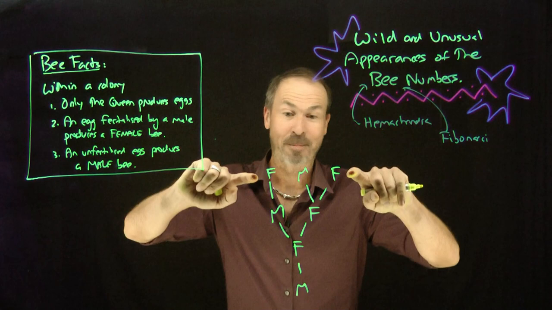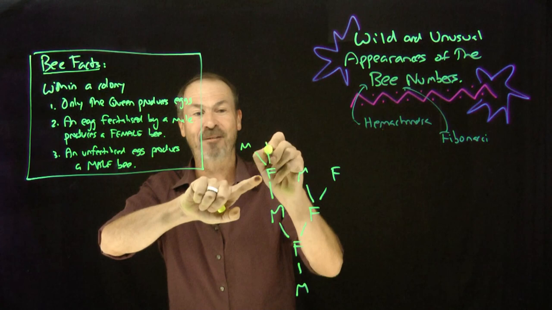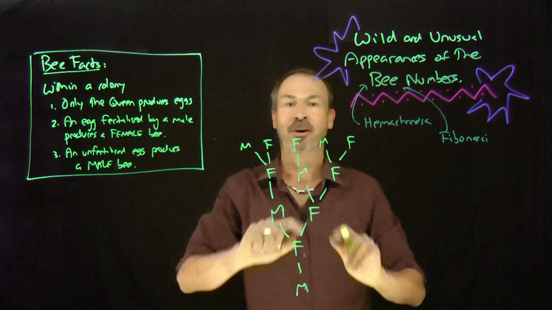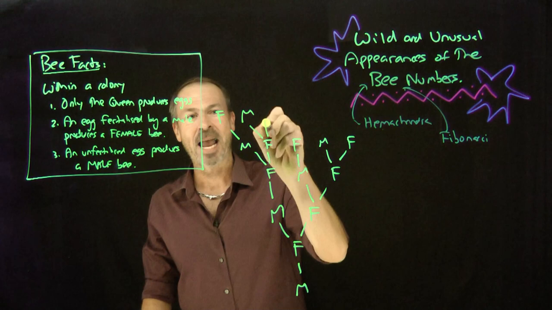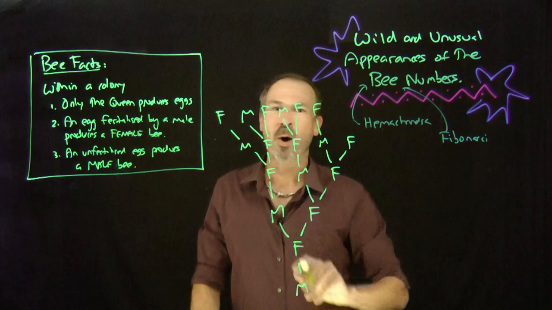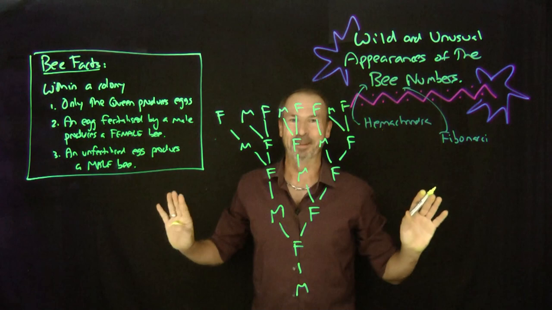Let's go back another generation. This female came from a male and a female bee. This male only has a single female parent, but this female has a male and a female parent, two parents. All right, so what I'm up to, great-great-grandparents, I think. Let's go back another generation, if I can squeeze it in. This male has only one female parent. This female had a male and a female parent. This female had a male and a female parent. This male has only one female parent. And this female has two parents, a male and a female. Okay, just squeeze it in. All right, I'll stop there.